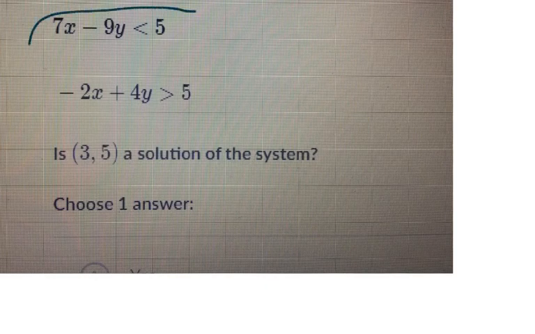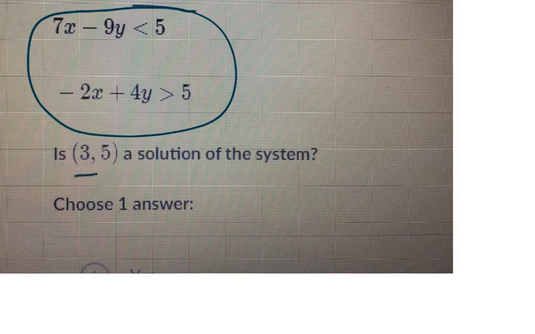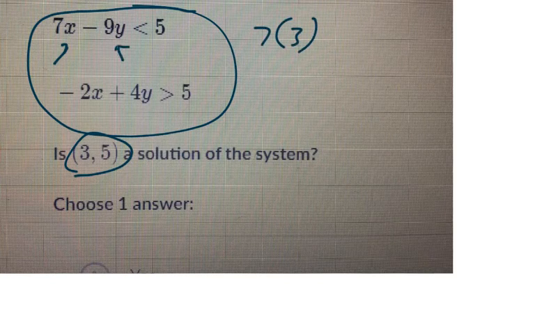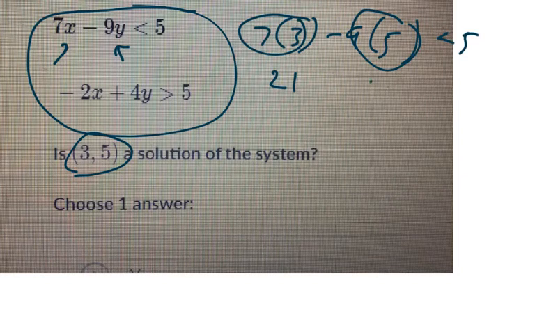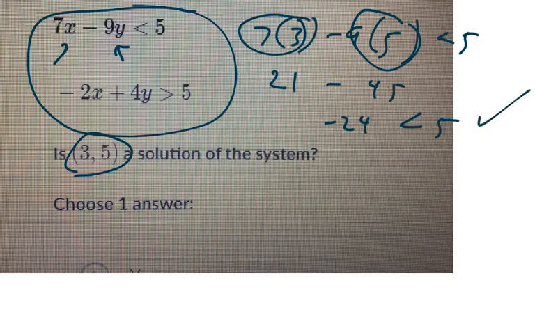So guys, this time they gave us two linear inequalities. We're checking, in this case, the potential solution 3, 5. The trick, guys, is we have to plug it into both. That's it. So I'm going to put in here x is 3, and in here y is 5. And let's see if it works. Well, 7 times 3 is 21. 9 times 5 is 45. 21 minus 45 is negative 24. Is that less than positive 5? Yes, it is. Now, guys, we're halfway there.